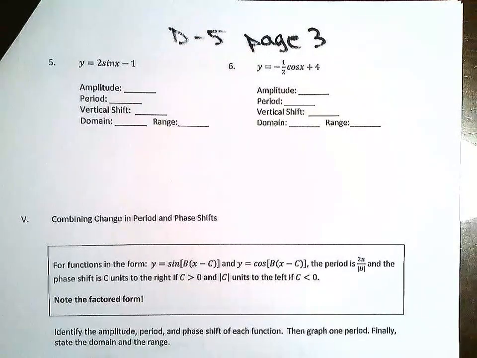In this video, we're going to be looking at note sheet D5, which is focusing on vertical and horizontal shifts, and we're on page 3. For this particular example, we're going to be looking at combining a change in period and a phase shift.